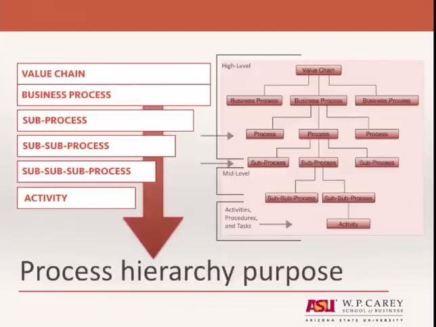A process hierarchy allows us to subdivide major processes into smaller, understandable sub-processes. This provides additional detail to the value chain process. These sub-processes can then be subdivided even further into sub-sub-processes until finally the process can no longer be broken down, thus resulting in an activity.